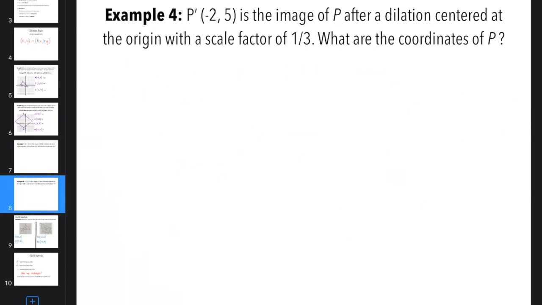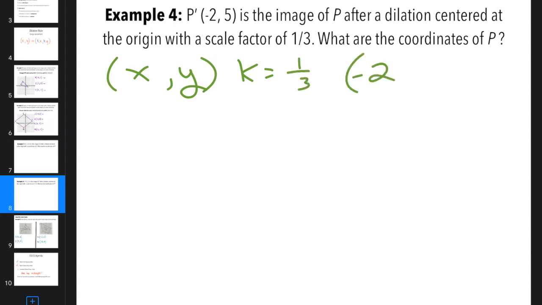All right, for example 4, try it yourself. Okay, pause the video and give it a go. I'm wanting to try to solve for my pre-image coordinates. My scale factor is 1/3, and my resulting P prime coordinates is (-2, 5).